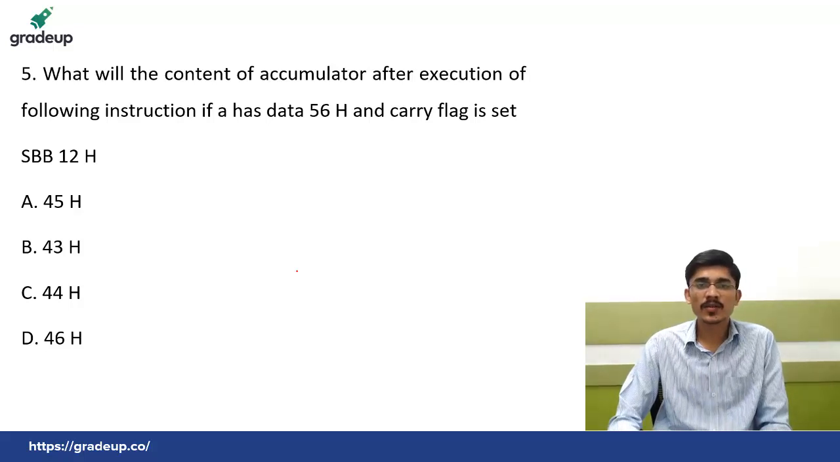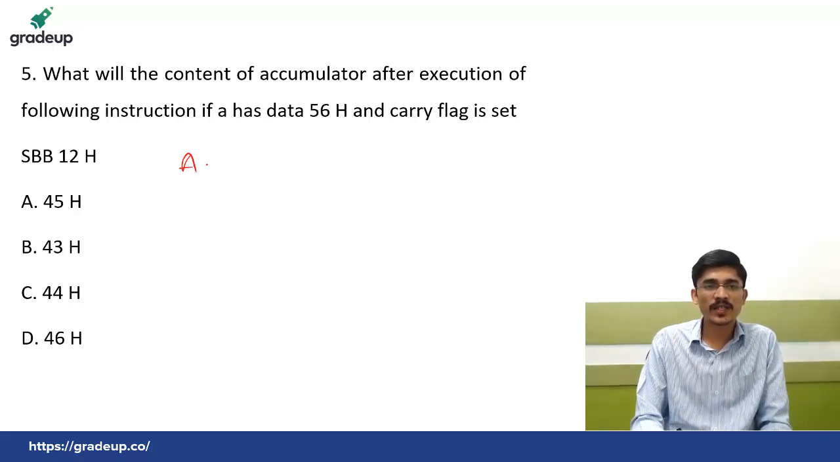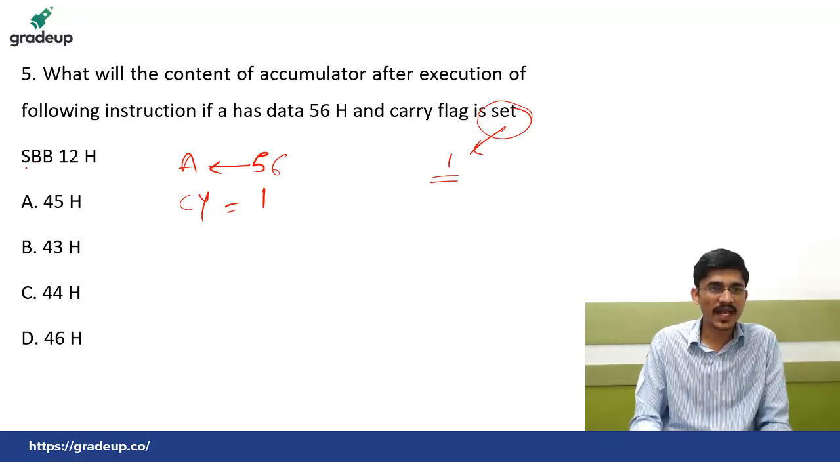What will be the content of accumulator after execution of the following instruction if it has 56H? It is given that accumulator has 56. The carry flag is set. Carry set is basically 1. So carry flag is 1, and the instruction is SBB, subtract with borrow, and 12.